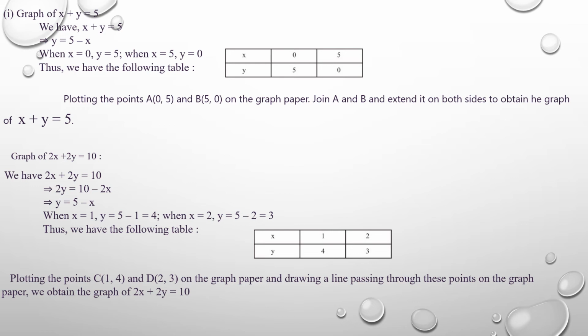So when we take x equal to 1 and put the value in the equation y equal to 5 minus x, we get y equal to 5 minus 1 equal to 4. When we put x equal to 2 in the equation y equal to 5 minus x, we get y equal to 3. So this is the solution table we have. Now plotting the points C and D on the graph paper and drawing a line passing through these points, we obtain the graph of 2x plus 2y equal to 10.